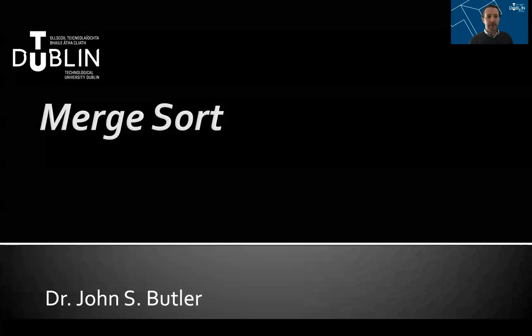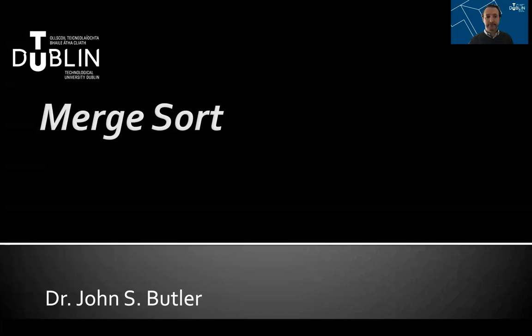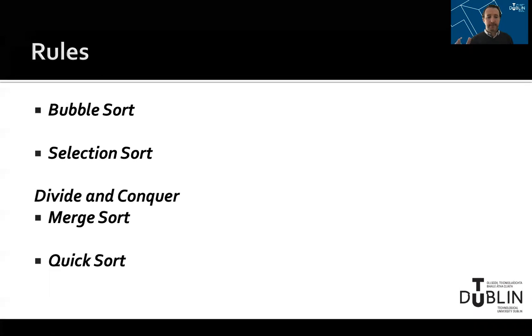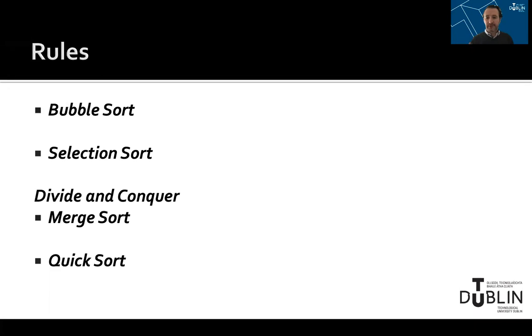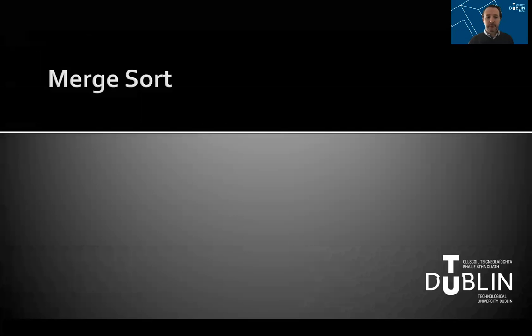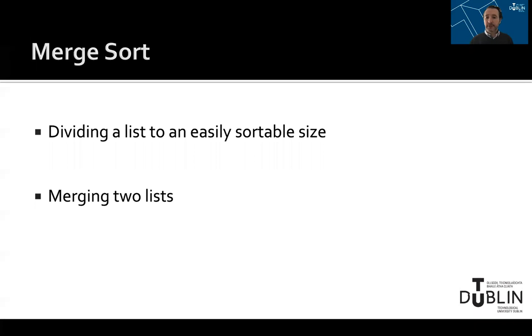In this lecture, I'm going to talk about the merge sort algorithm. We've looked at bubble sort and selection sort. Merge sort is the first of the divide and conquer algorithms we'll be dealing with. In merge sort, you need two operations. The first is dividing the list into smaller and smaller, easily sortable chunks. And the second operation is merging these smaller chunks back into a longer list.